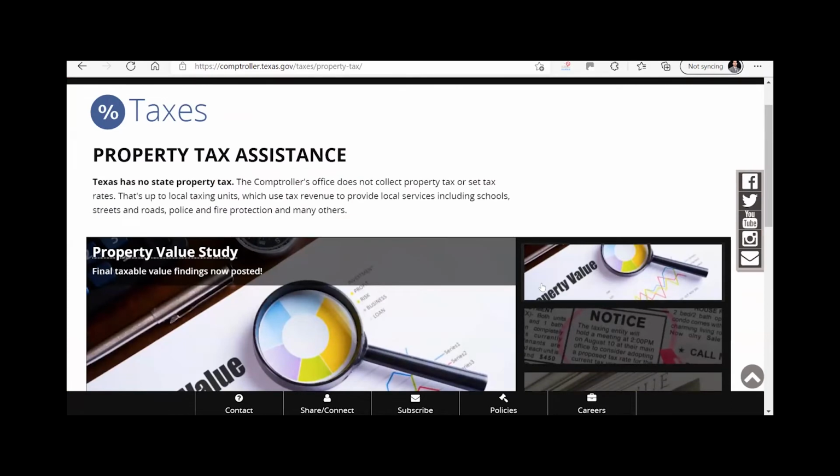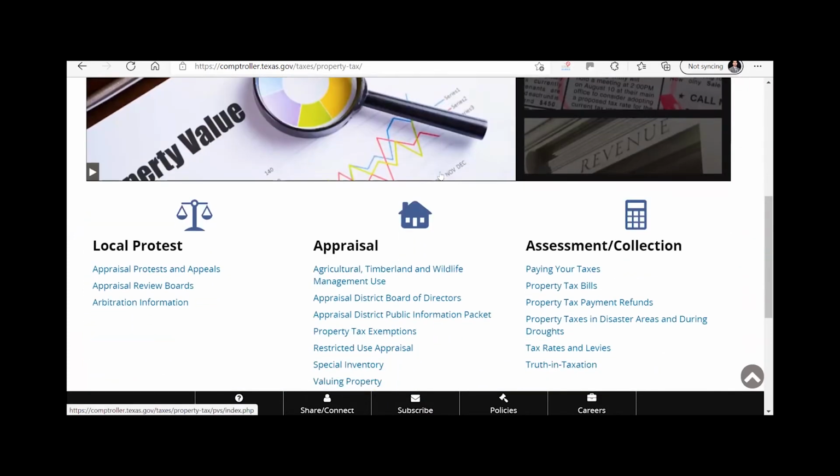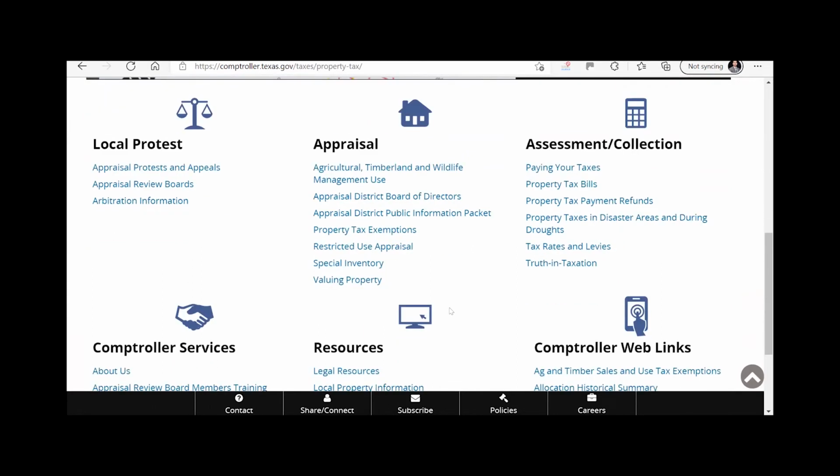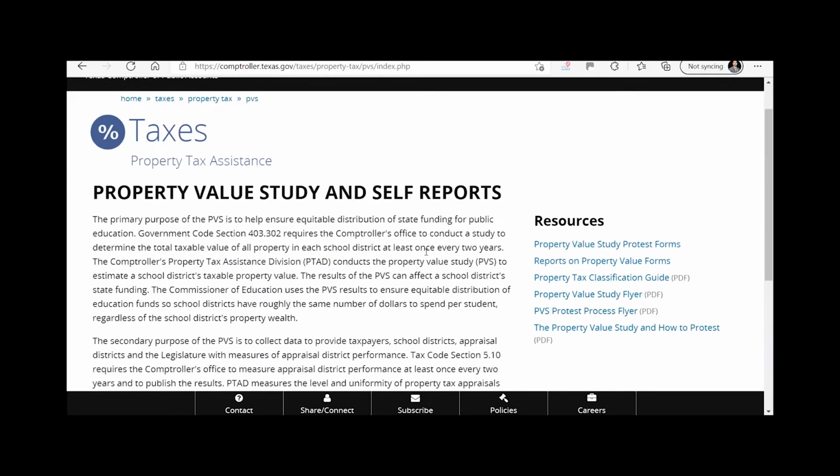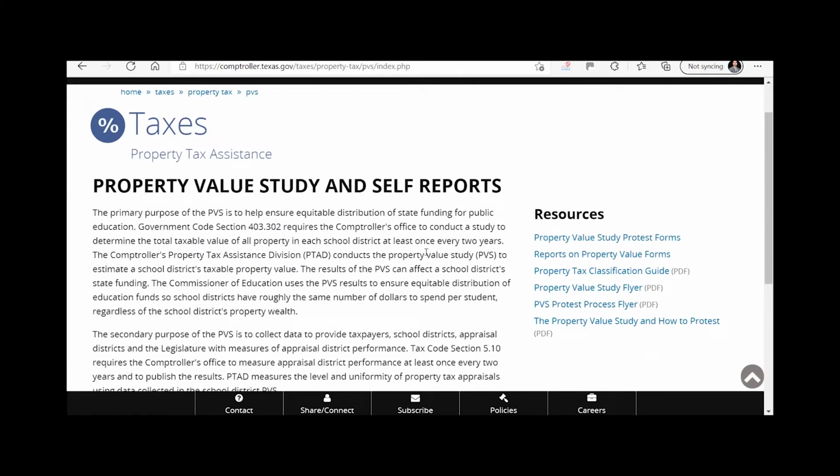If you click on property taxes, that's really all the information that deals with the appraisal district. Anything that deals with the appraisal district, you can find it there. They have videos on how to appeal, and videos for taxpayers. There's a lot of useful information. If you go down under resources, under the Comptroller Services, on the left side, the property value study and self-reports, the very last one. If you click there, it will take you to the counties, and that's where you can choose your county.